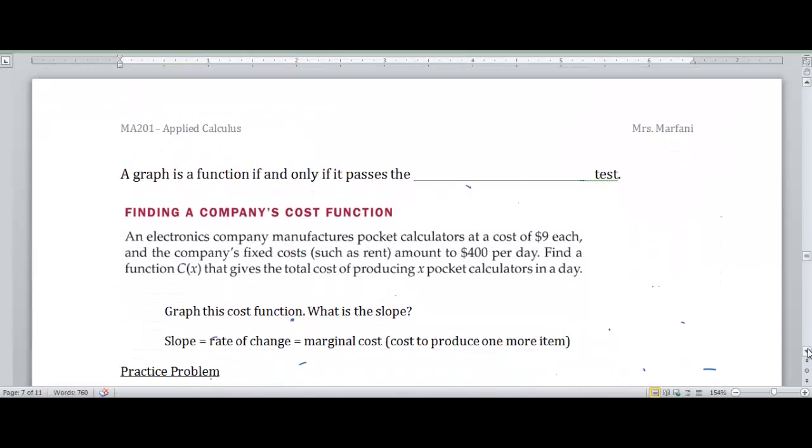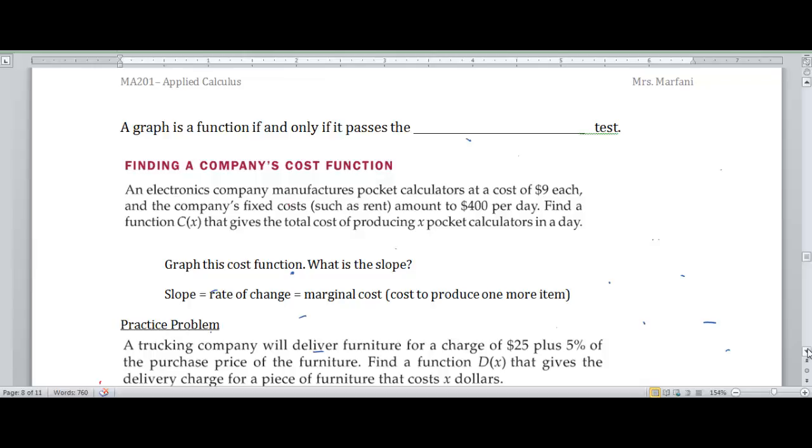A graph is a function if and only if it passes the vertical line test. Okay. So you take any vertical line and it must cross the graph at most once. So if it crosses the graph 0 times, then that is okay. Like for example, this function.